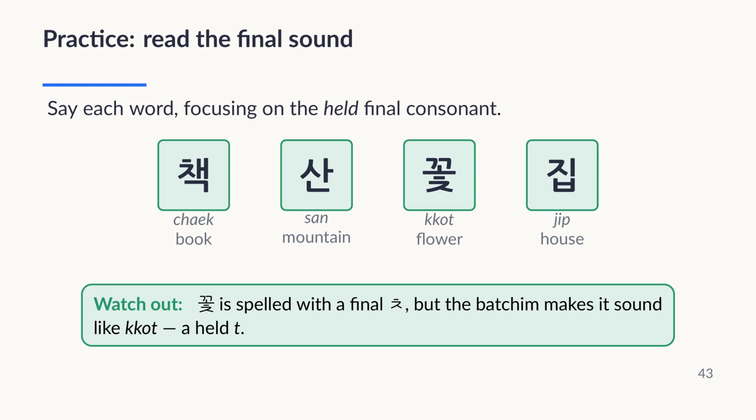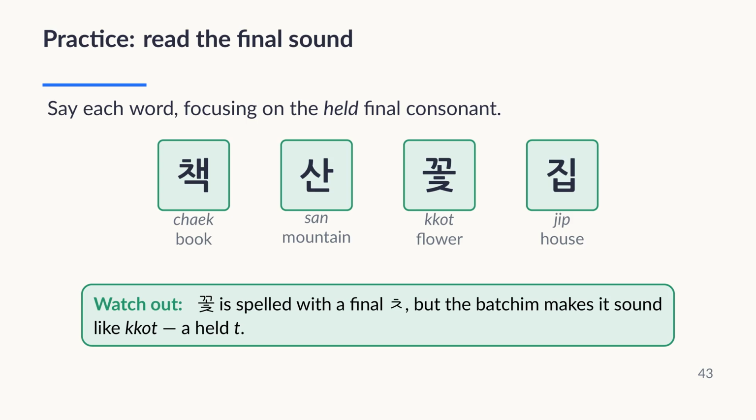Let us practice reading final sounds with 4 real words. Say each one, and really focus on holding that last consonant rather than popping it. The first word is 책, meaning book. It ends in a giyeok, so the final sound is a held K. The second is 산, meaning mountain, ending in a clean N, and the third is the important one.